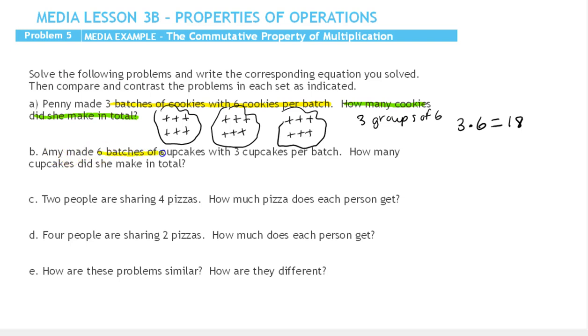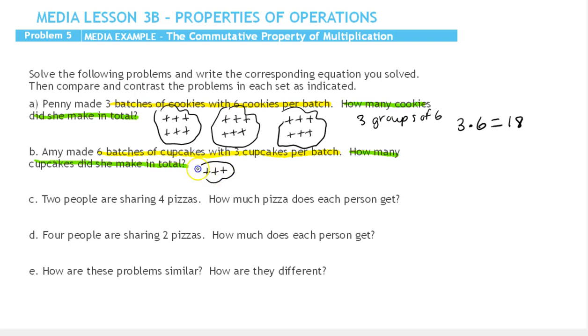Amy made 6 batches of cupcakes with 3 cupcakes per batch. How many cupcakes did she make in total? Well, this is similar to the last one. It's cupcakes instead of cookies, but notice the number of batches is different and the number of cupcakes is different. It's kind of like these are reversed. So let's represent this. So we need 6 batches with 3 cupcakes per batch.